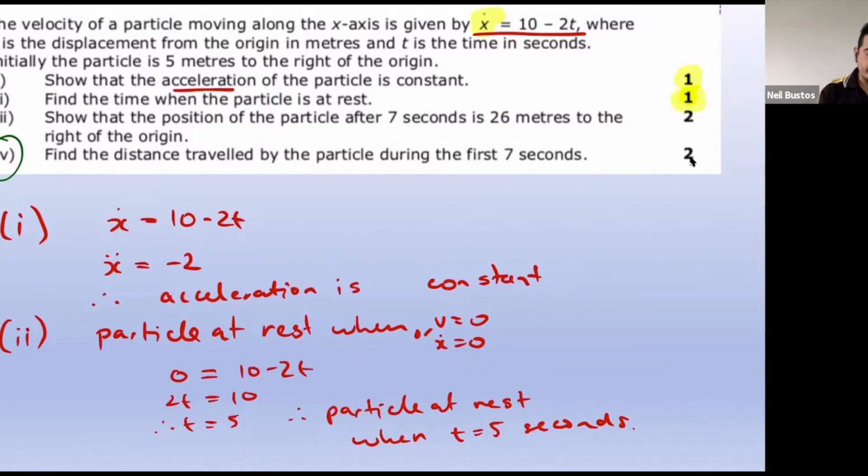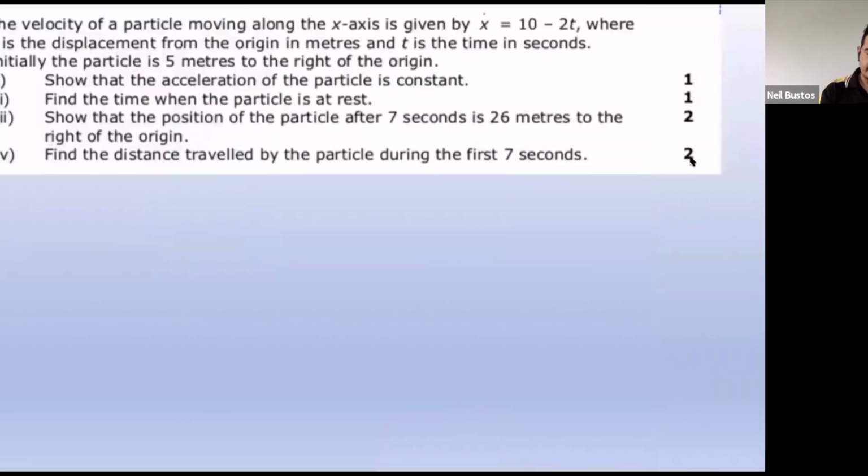Okay, for part 3, when it says position, what are we looking for? Displacement, isn't it? So what do we have to do to our velocity function? What do we have to do, Mason? Integrate it. So I'm going to do that. I'm just going to copy this over to the other side. Hopefully you can see it.